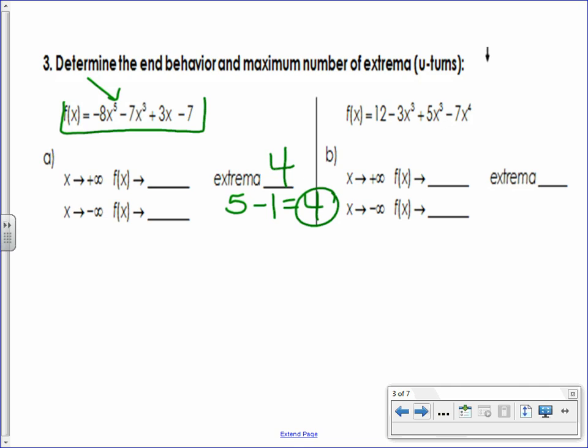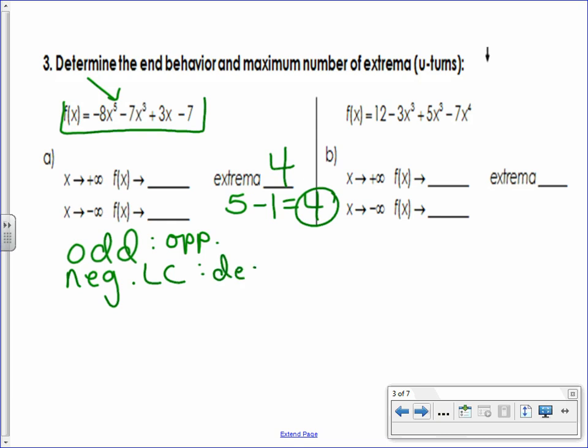Now, I also know that this function is odd, and it's got a negative leading coefficient. So if it's odd and it's got a negative leading coefficient, first of all, I know that my arrows are going to be going in opposite directions. And I also know that if it's a negative leading coefficient, it's decreasing. So no matter what's going on in the middle, that doesn't matter. We're talking end behavior.